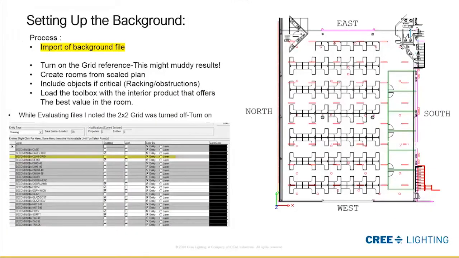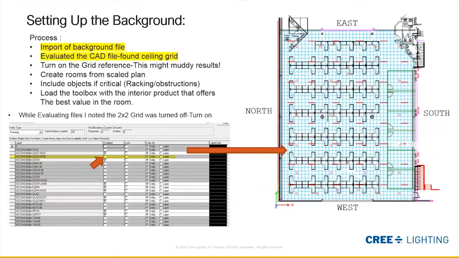During our evaluation of our CAD file, we noticed that there was an indoor grid in the ceiling of our space. That needs to be enabled. So we go into the project manager and we enable the grid in the space. This is an important step and reminds us that our spacing needs to be in multiples of 2.